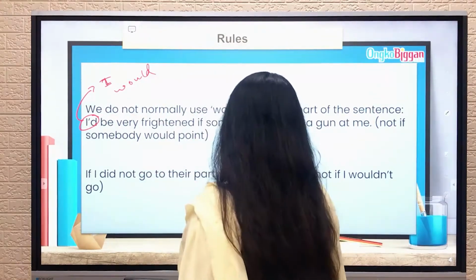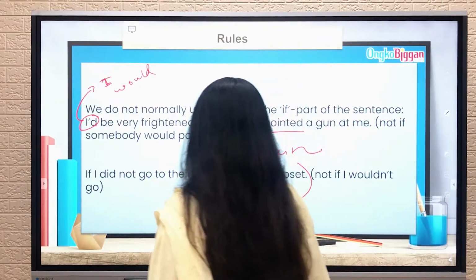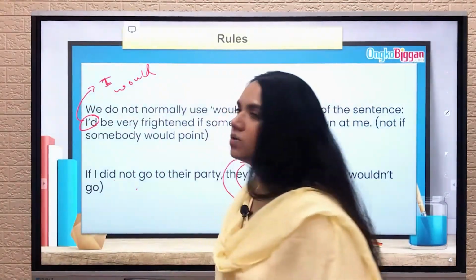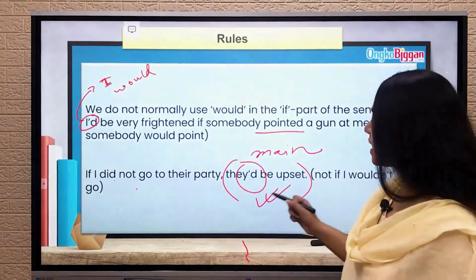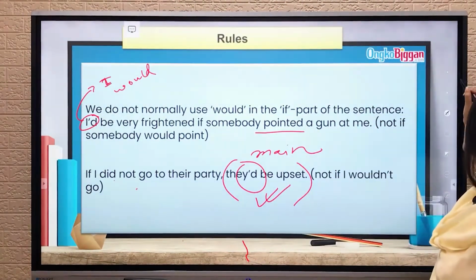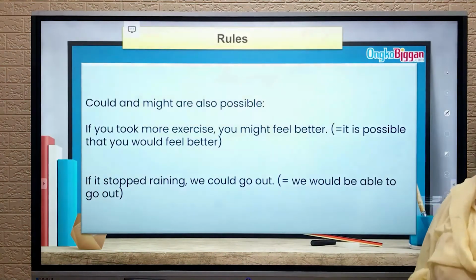This is the main part of the sentence. But with the if clause, I will not put a would here. I will not say, if I would not go there to their party, right? So you can use would in the main clause or would not in the main clause, but most of the time with the if clause, I do not use would.